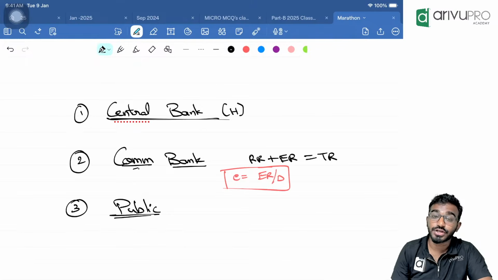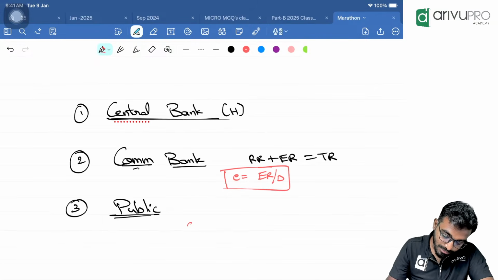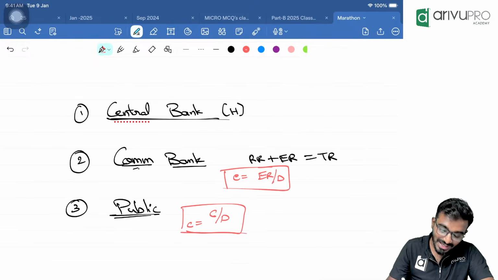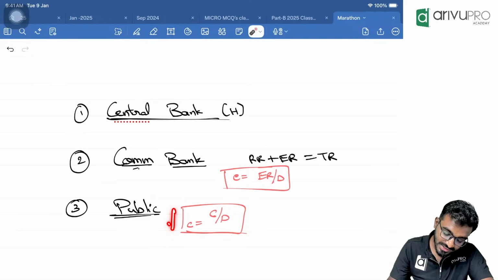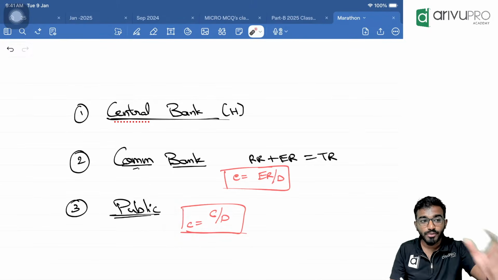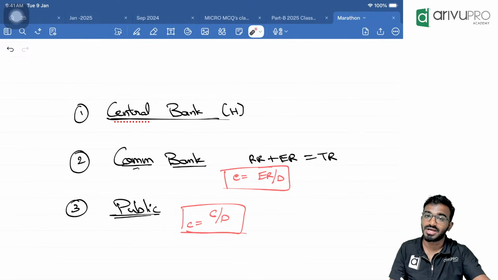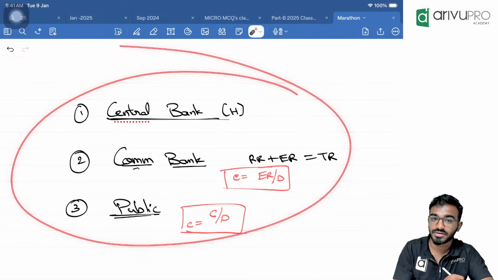The cash to deposit ratio, we call it small c, should always be lesser. Small c is capital C divided by capital D. Capital C is cash in hand. Capital D is the deposit made by the public in the bank. So the C by D ratio should always be lesser. We want people to deposit more money in the bank and hold less cash in hand. So these are the three joint behaviors.